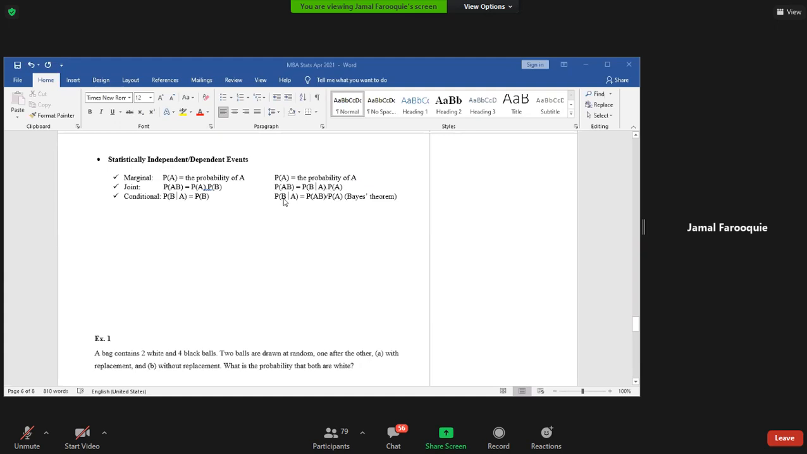P is the same, no problem, but you just see the change in joint and conditional probability when A and B are dependent events. It means the probability of occurrence of A depends on B, or the probability of B depends on the occurrence of A. So that influences the occurrence of B, or the other way around.